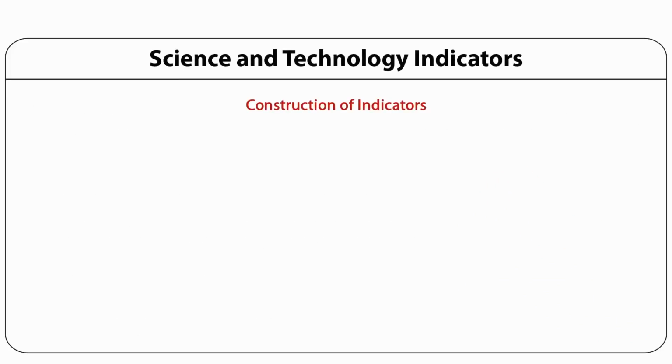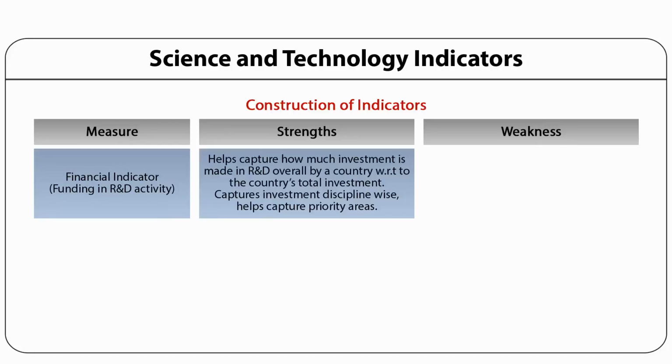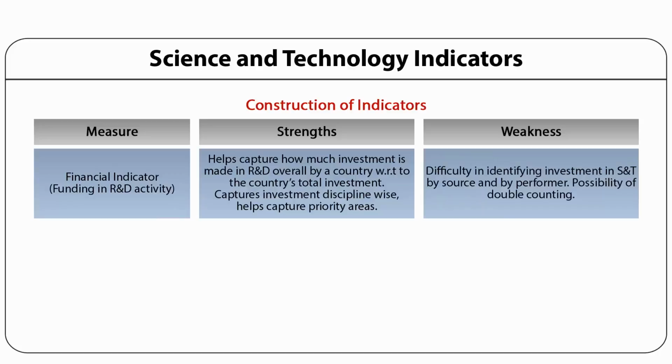In this slide, we discuss the major R&D and innovation indicators, their strengths and weaknesses. Financial indicator includes funding in R&D activities. It helps to capture how much investment is made in R&D overall by a country with respect to the country's total investment, can help us capture investment discipline wise, and helps capture investment in priority areas. But the difficulty of using this indicator is that identifying investment in S&T by source and by performance becomes difficult. Possibility of double counting can happen and thus inflate the statistics.